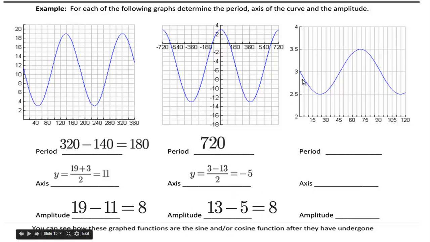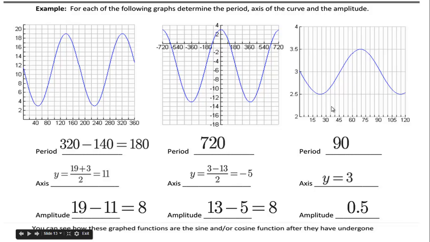And the last one, the period looks like 90 degrees. You can argue that this one's a little bit funny. When we actually find the equation, we're going to assume that's right at 90. But just looking at this one, at 0, it's just above 3, and it's just above 3 at 90 as well. And so we're going to say the period's 90. The axis is 3, the middle line, y equals 3. And the amplitude is 0.5, so just a half above and a half below.